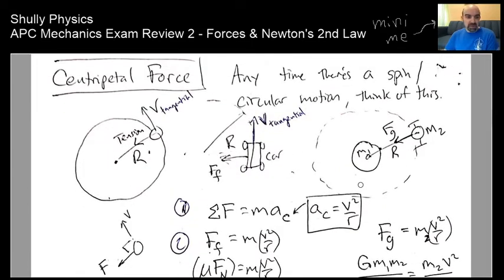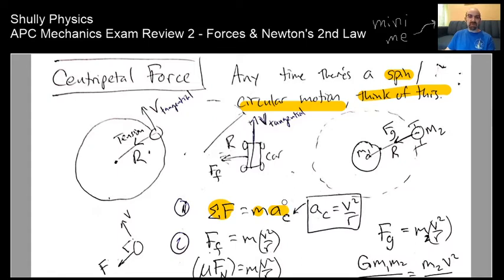Moving on to centripetal force. Anytime there's a spin, circular motion, think of centripetal force. You could be on some seemingly unrelated question on the AP test, and if it mentions circular motion, please put this in the back of your mind. And you solve these just like any other Newton's second law application. You start with the sum of the forces, set them equal to ma, but instead of an acceleration that speeds objects up or slows them down, this is going to be acceleration that changes direction.